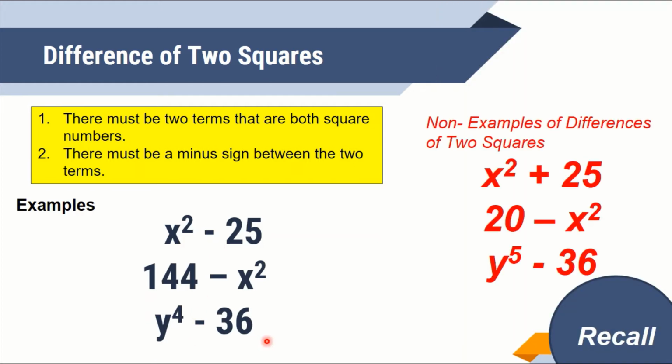So what are the non-examples of those binomials? The first, we have x squared plus 25. Though x squared and 25 are square numbers, there is a plus sign between them. Another is 20 minus x squared. We have a minus sign and x squared, but 20 is not a perfect square number. As well as the third example, y raised to 5 is not a perfect square number in this binomial.